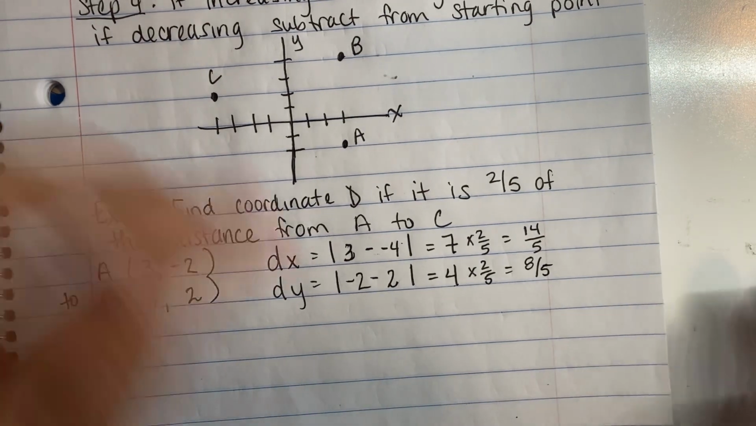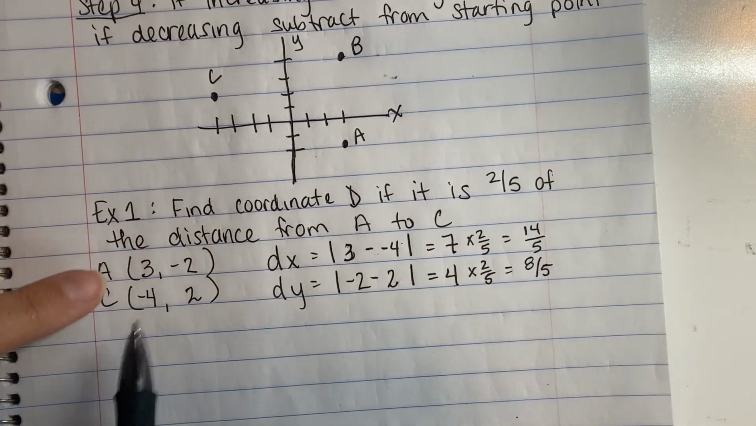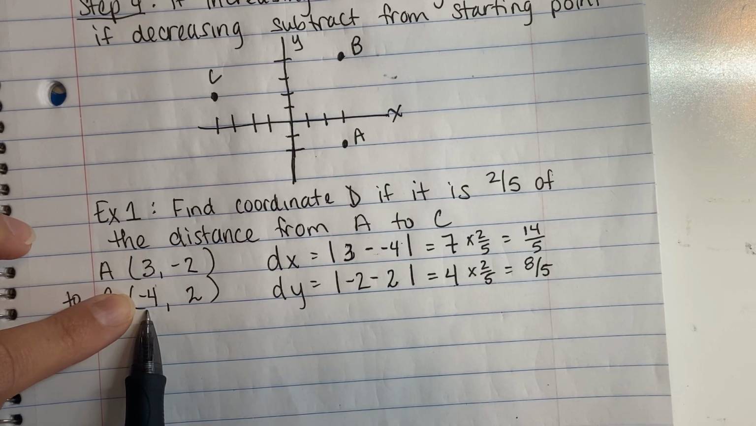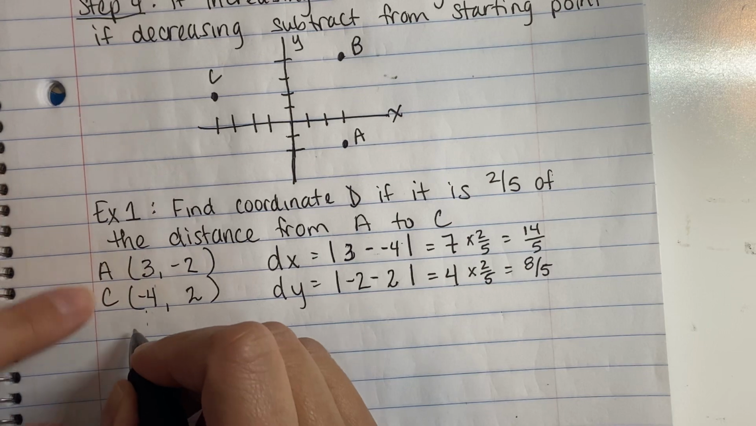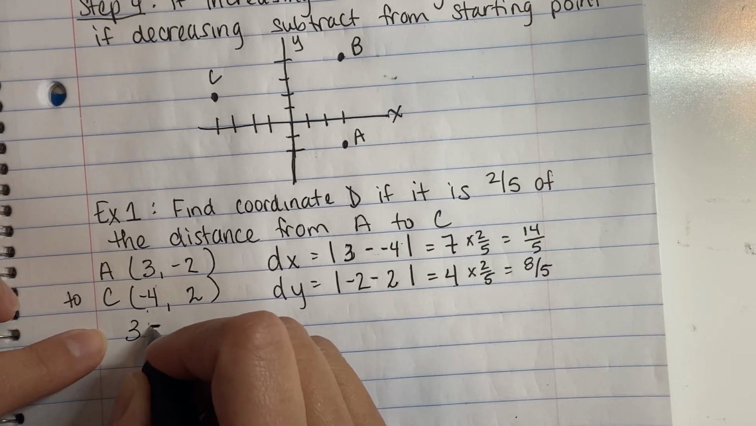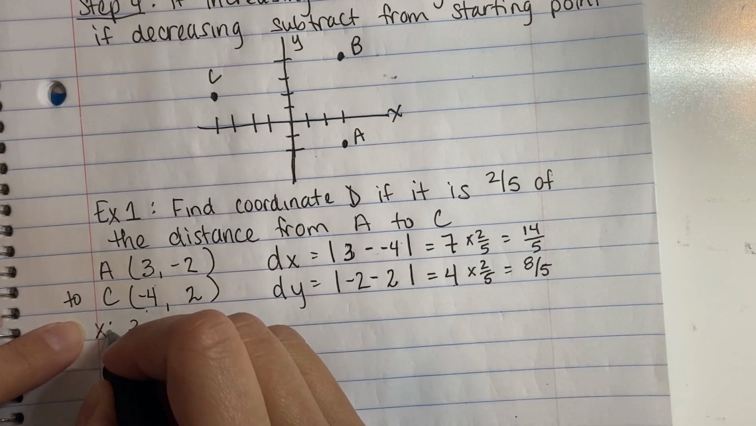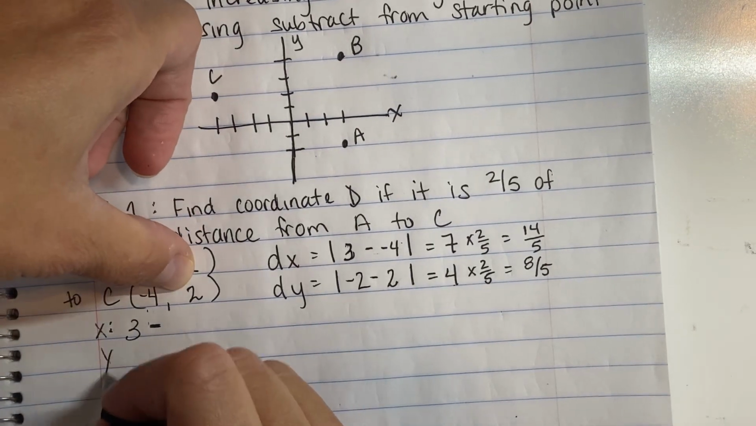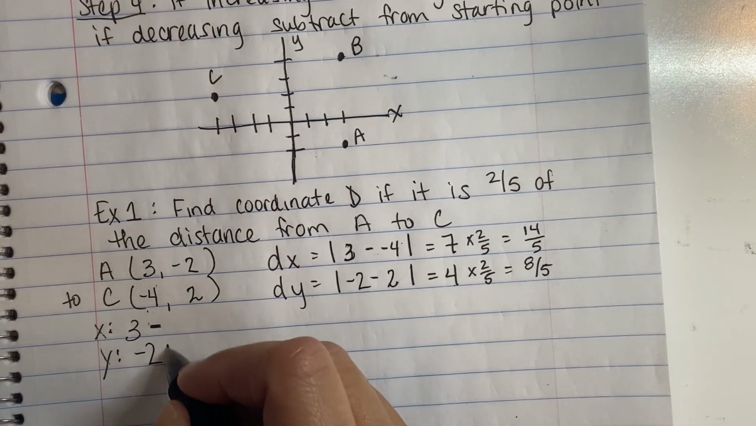All right, step 3. Are your x's and y's increasing or decreasing? So you have to always start with, and I always write it on top for a reason. From 3 to -4, is that going up or down? Okay, so that is going down. So I'm gonna put 3 minus, and this is my x's here. And then my y's from -2 to +2, well, that's going up. So I'm gonna do -2 plus.